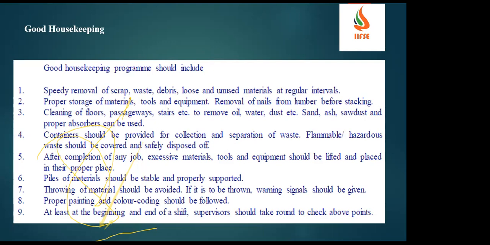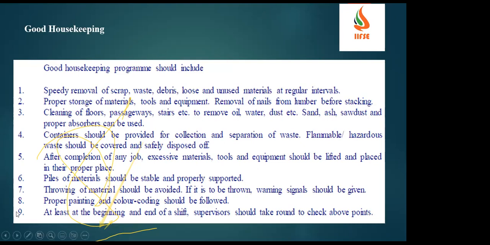Somebody should monitor the throwing activity, and proper painting and color coding should be followed. We should have proper color coding of various signages, and also of any utilities in that particular area. And at least at the beginning or end of the shift, the supervisor should take care to check all the points. Whether it is a shift supervisor, site engineer, manager or safety person, they must go for a round before ending the shift to check all the points.